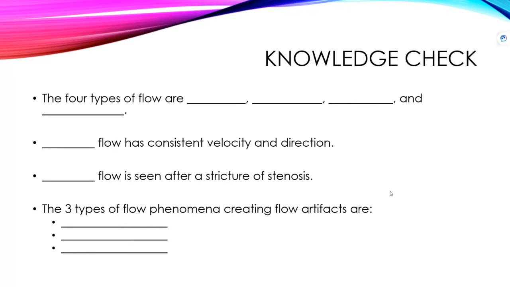So let's do a little knowledge check real quick. Who can answer the first one? What are the 4 types of flow that we encounter in the body? Go ahead, Jasmine. Laminar flow, spiral flow, vortex flow, and turbulent flow. Yes, perfect. Laminar, spiral, vortex, and turbulent. Good job.